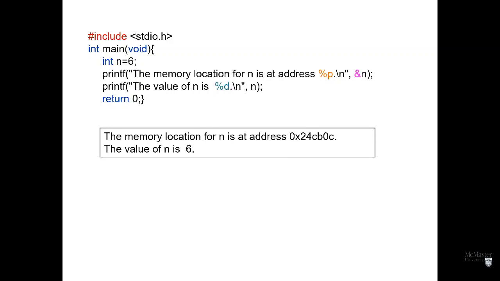So the memory location for n is at address this. 0x, you know what is this? You know hexadecimal values, right? Digital logic design course. Do you guys know what is binary and hexadecimal or no?